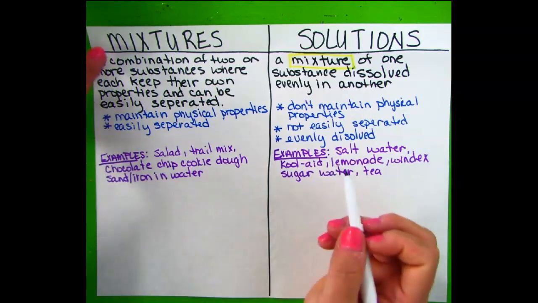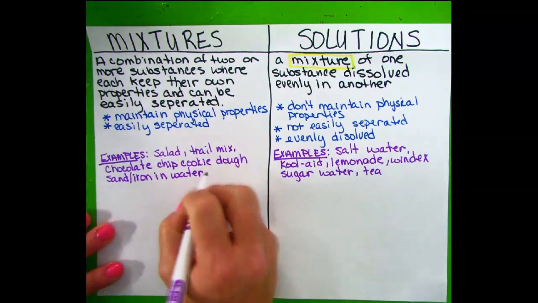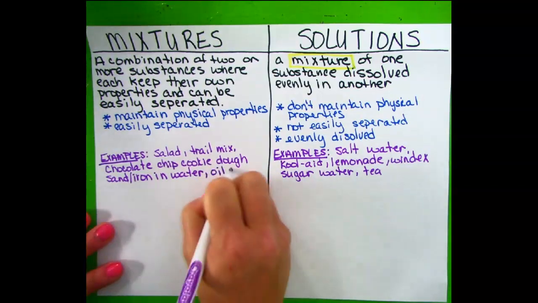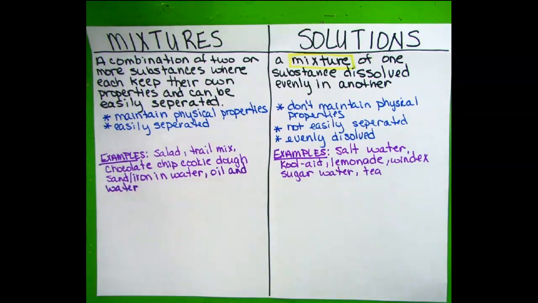So again, examples of mixtures are salad, trail mix, chocolate chip cookie dough, sand and iron and water. You can probably say oil and water, because the oil floats in water. Examples of solutions are salt water, Kool-Aid, lemonade, Windex, sugar water, tea. I'll give you a minute to write that.